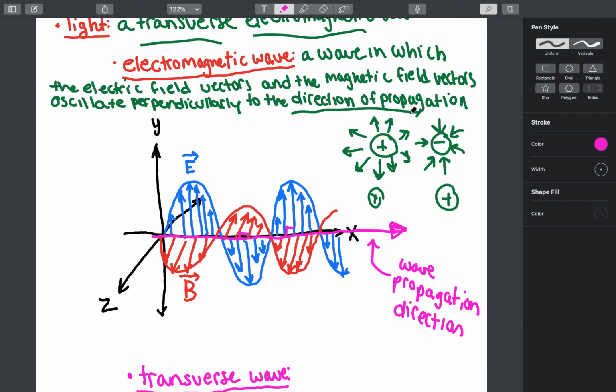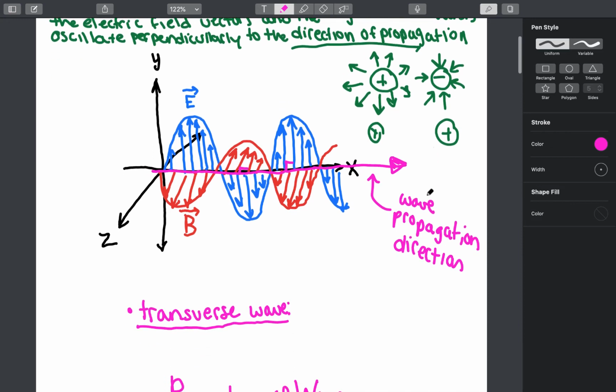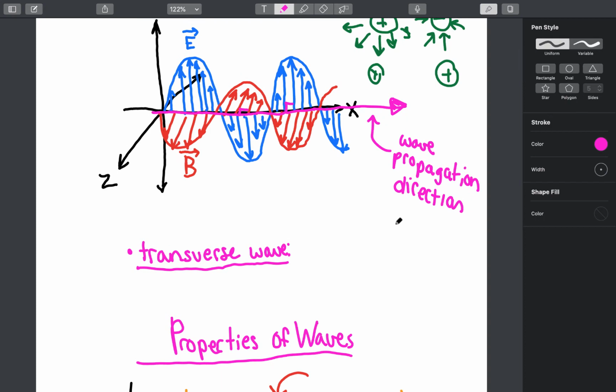As a general chemistry student, you won't have to know what an electric field or a magnetic field is, most likely. That's more towards physics classes. However, though, it helps you to understand light a little bit better. So I talked about a transverse wave. So what is a transverse wave?